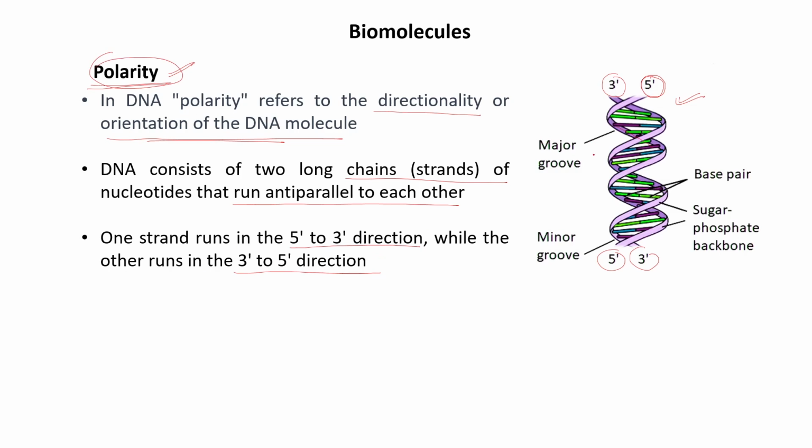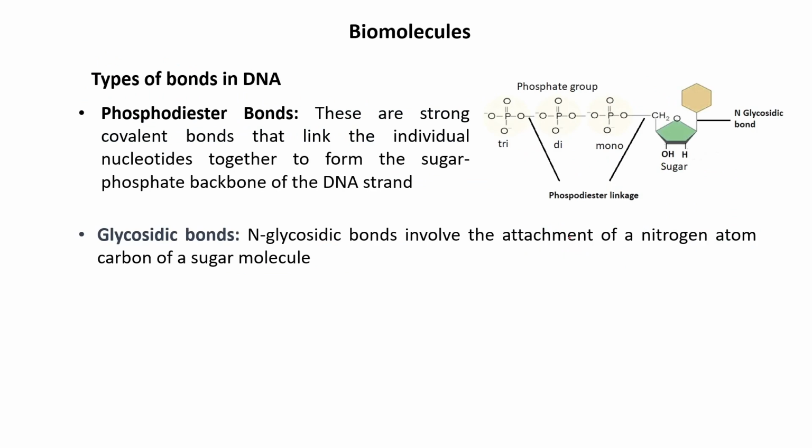Now when they form this polarity, groove-like structures form. You can see the space here, and the space here. Where the space is larger, it is called the major groove. Where the space is small or less, it is called the minor groove. Okay, so this is the polarity in DNA.